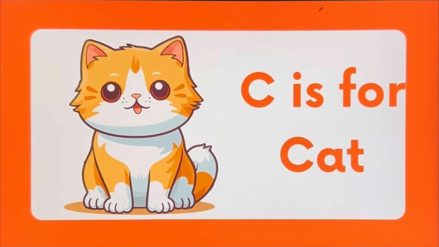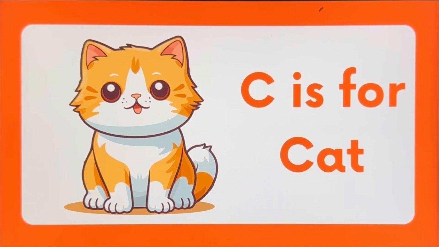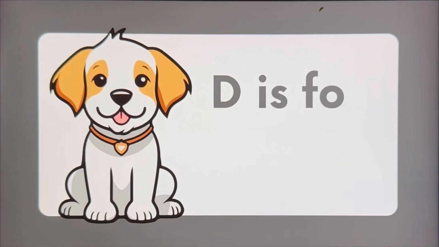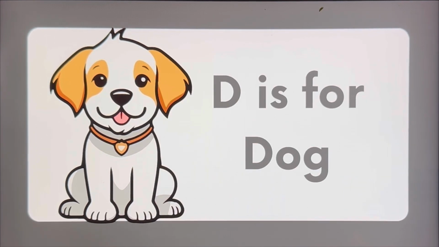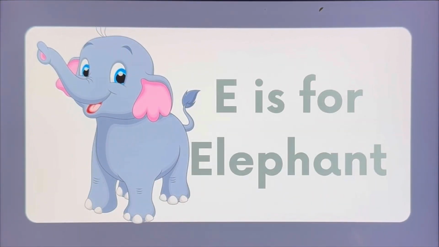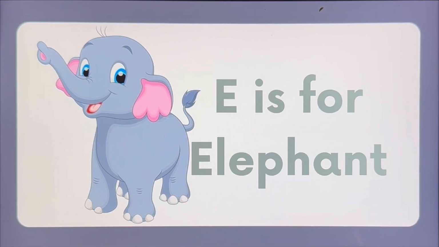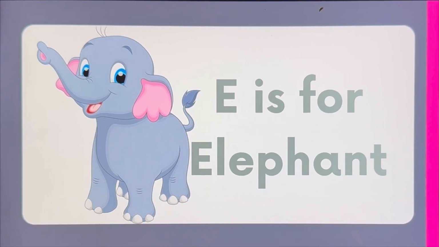C is for cat. Cat. C is for cat. D is for dog. Dog. D is for dog. E is for elephant. Elephant. E is for elephant.